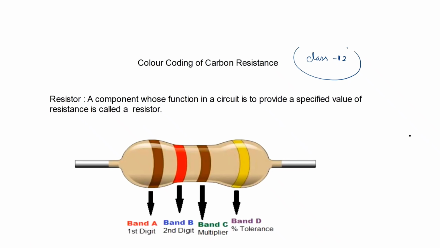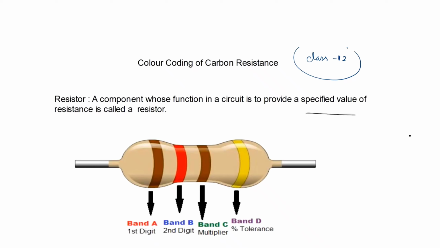In this video I am going to teach about the color coding of carbon resistance, a Class 12 topic. First of all, we need to understand what a resistor is. Basically, a component whose function in a circuit is to provide a specified value of resistance is called a resistor.